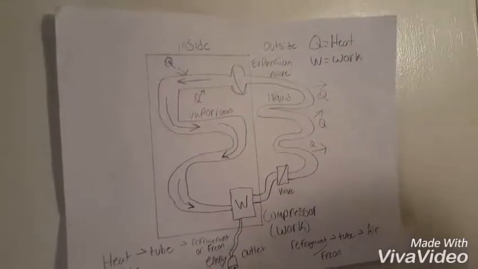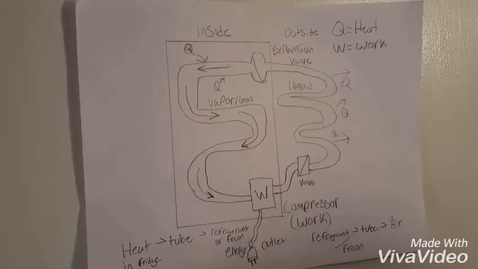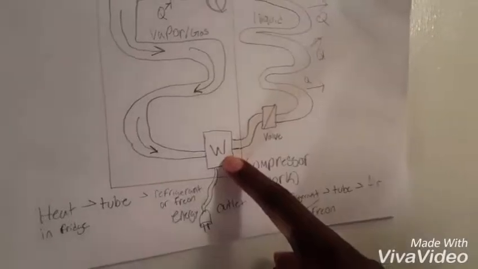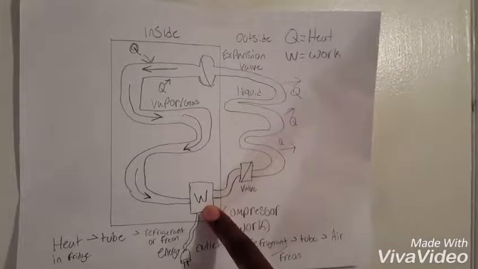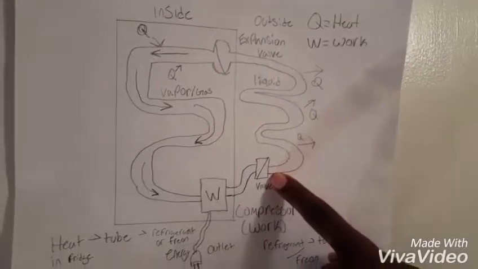This is a basic illustration of an AC unit. AC units usually use a coolant called Freon. We will start at the compressor, which is represented by the W inside the square. The compressor compresses gas and transfers it into the valve, right there.